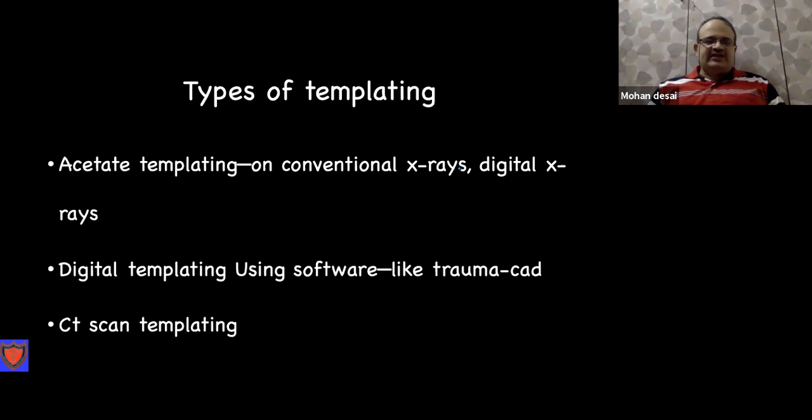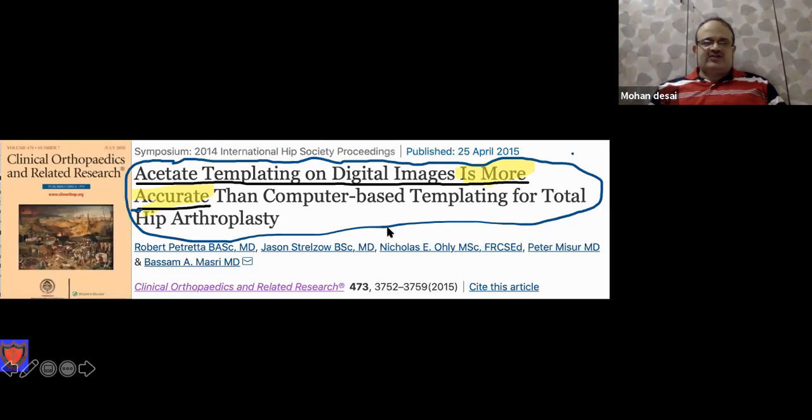And the third thing is CT scan templating. So the most common thing is acetate templating, that is on the conventional X-rays. So this is, in fact, more accurate. Acetate templating on the digital X-ray imaging is more accurate than the computer-based templating. Okay.